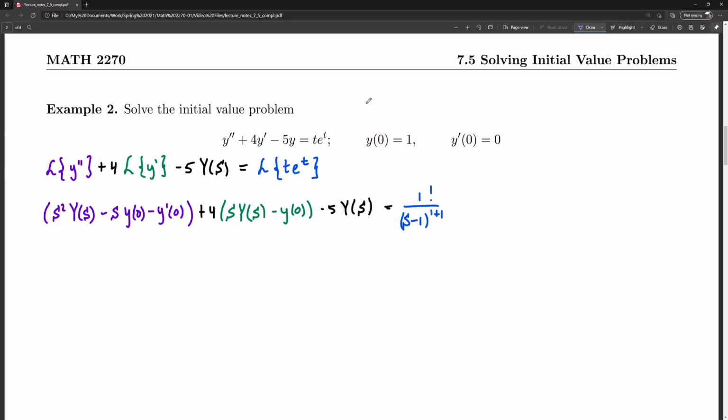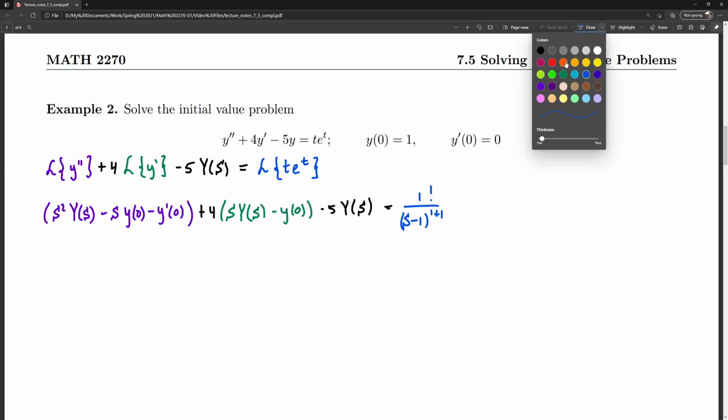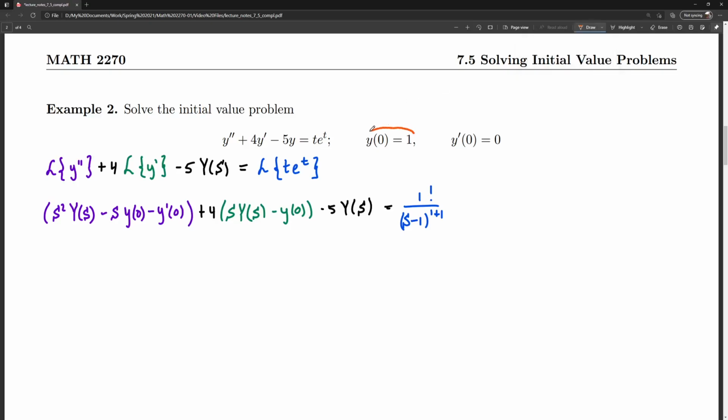Okay, now let's simplify that a bit. Let's take a look at our initial conditions. Y at 0 equals 0, so we get a 0 here, and then y prime at 0 equals 0. So this is 0, and we have 0 here.